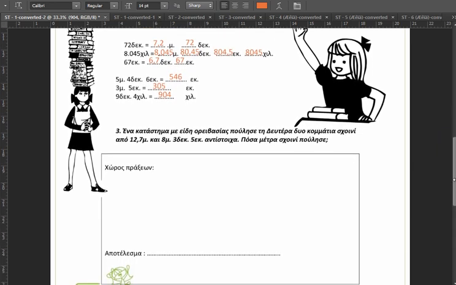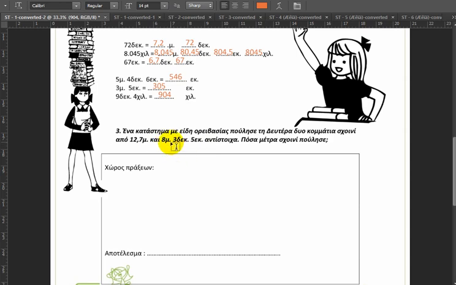Next up, we have a store that sold 2 pieces of rope. One was 12.7 meters and the other was 8 meters, 3 decimeters, and 5 centimeters. So how much in total? Well, this means that we should probably write this in meters.